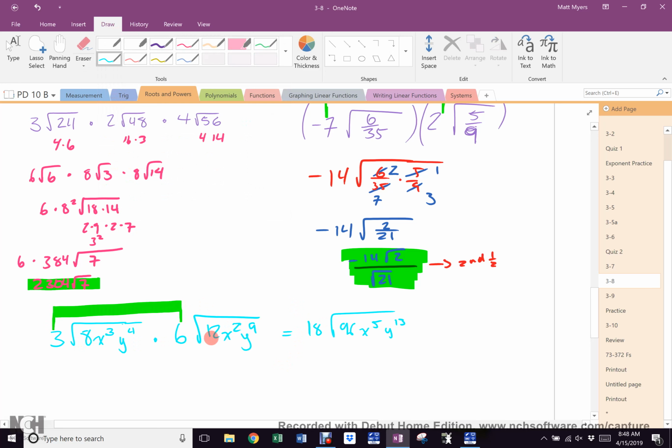And then 8 times 12 to get 96. X to the third times x squared to get x to the fifth. Y to the fourth times y to the ninth to get y to the 13th. What would we do there now?